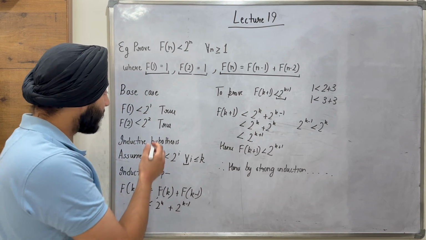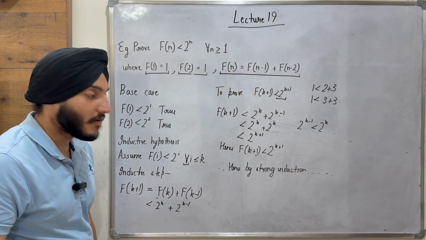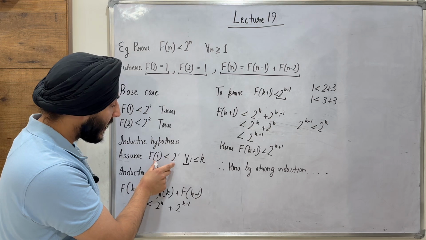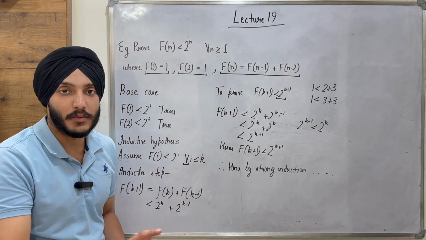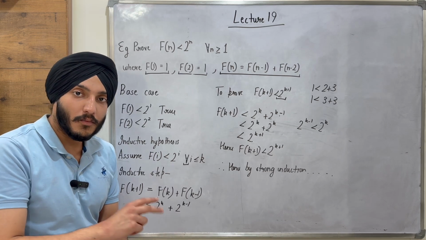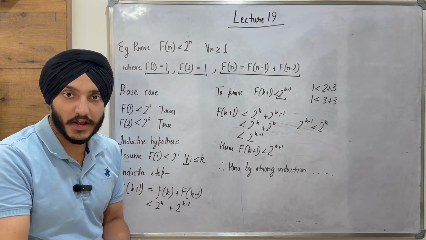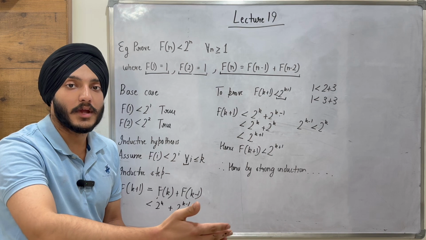So in the base case, first I solve two different values because I know I'm going to depend on two different values. Second thing is, I assume f of i is less than 2 to the power of i for all the values less than or equal to some value k, right? Now, the difference between weak induction and strong induction is that in the weak induction, it was just f of k assumption. And in this one, it is all the values i until the value k, right?